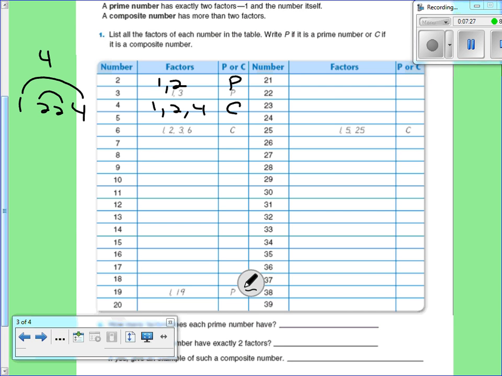Hopefully that makes sense. I'll jump down to 16, help you out with 16. Got 1 and 16. Got 2 and 8, 4 and 4. So I'm going to have 1, comma 2, comma 4, comma 8, comma 16. Easy, this is a composite number because it's more than just 1 and 16.